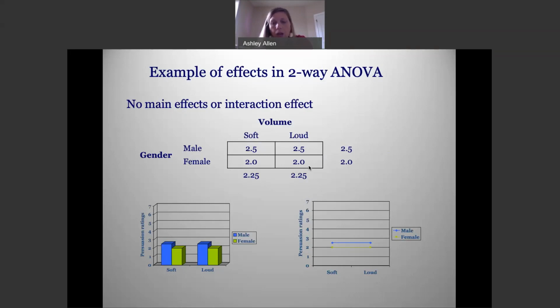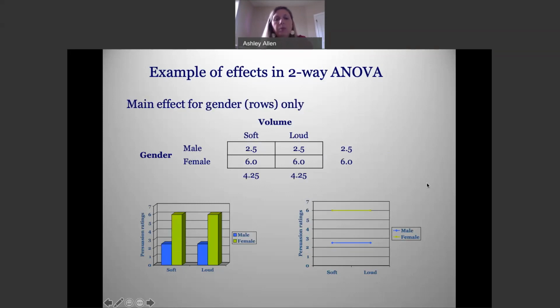Okay. So let's look at a different example. This is an example where we very clearly have a main effect for gender.